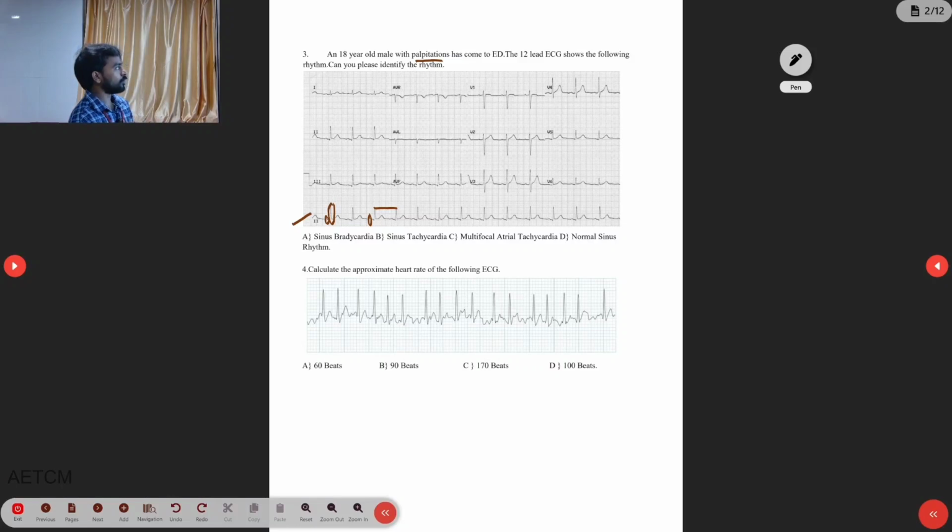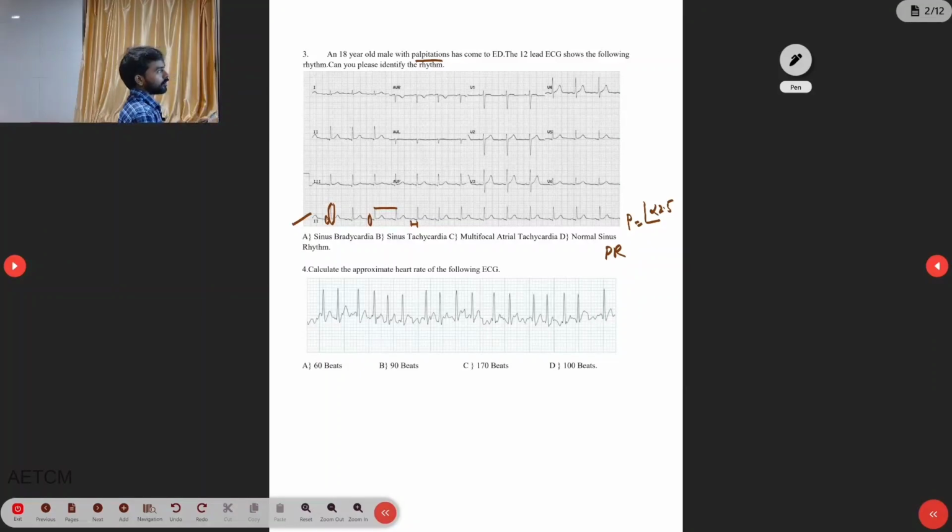So if you want to say the ECG is in normal sinus rhythm, you should have a normal P wave. That means the height and width of the P wave should be less than 2.5 small squares in an ECG. Then you should have a normal PR interval. What is the PR interval? The PR interval starts from the starting of the P wave to the starting of the QRS complex.